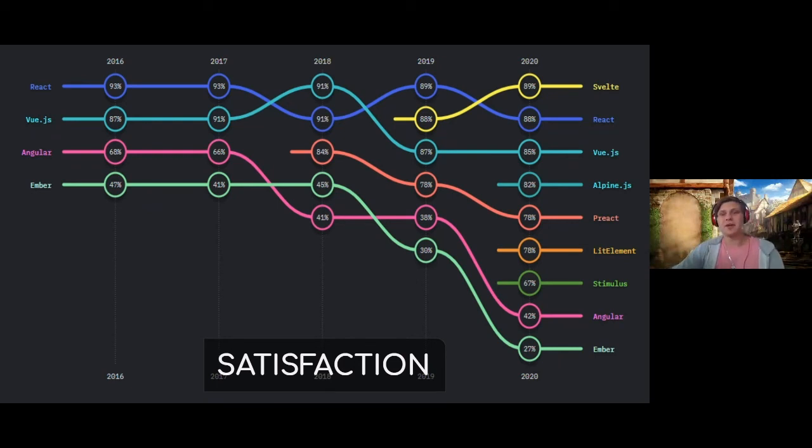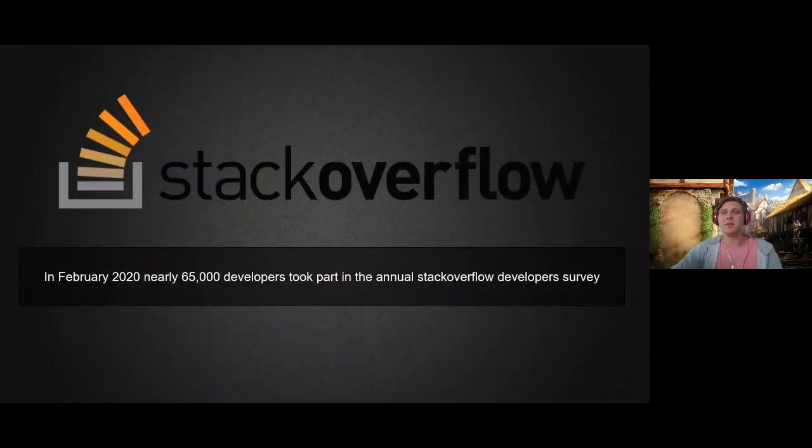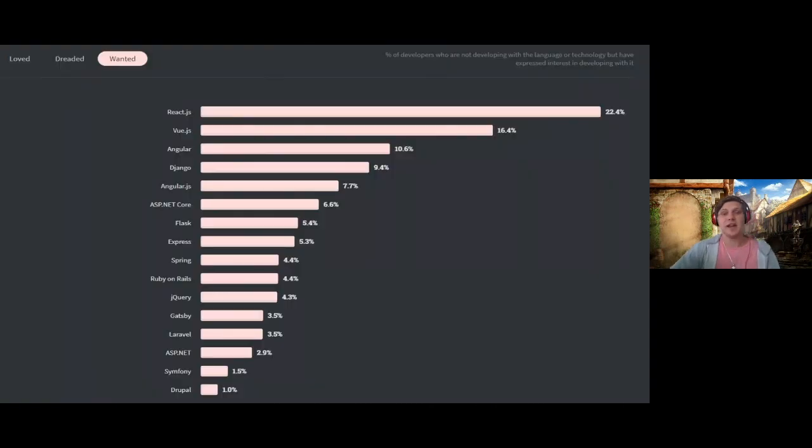So to give a little bit more insight on what people feel about the respective frameworks, we'll look at also Stack Overflow's survey conducted in February 2020 with around 65,000 developers. So first, again, we look at the interest rate of the respective frameworks. Here we can see React easily taking the crown with 22.4% of the focus group wanting to learn and use the framework. Angular, in contrast, only having 10.6% of the focus group wanting to learn the framework.